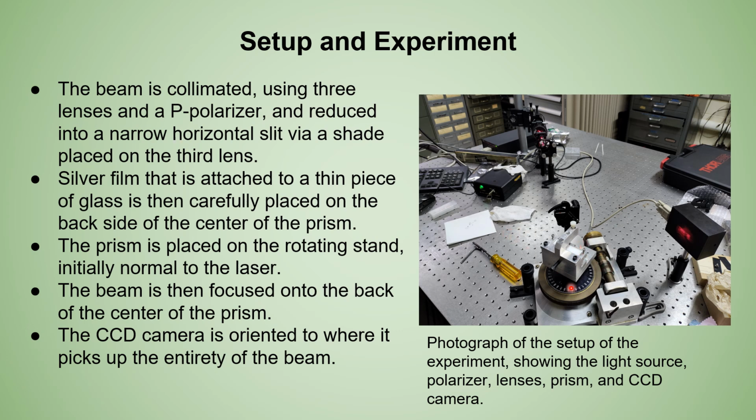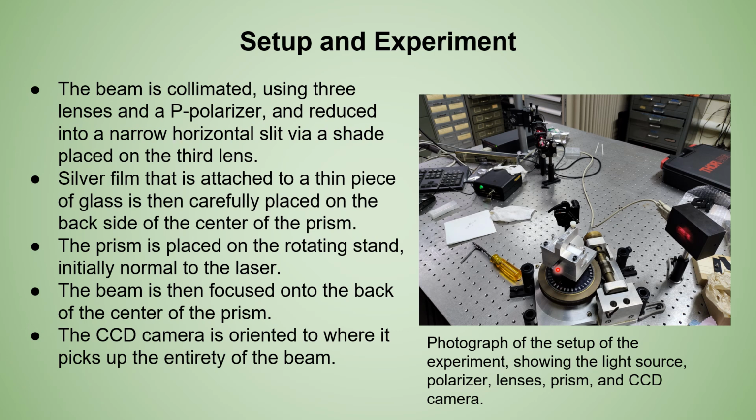With this prism, we would attach the silver film. Now this silver film was a little square of it attached on the back of an equally little square of glass, and this film and glass would be attached to the back flat wall of this prism using an oil that had a refractive index very close to that of glass.